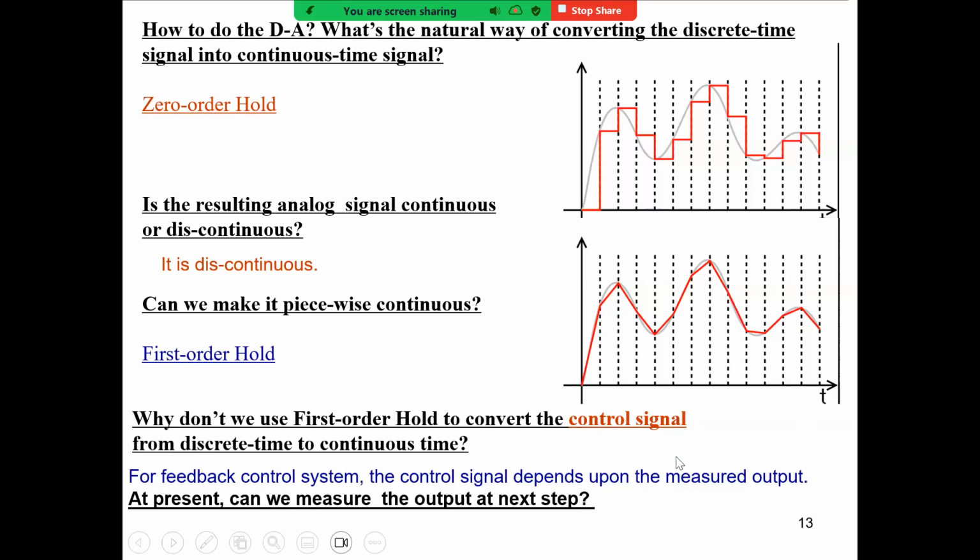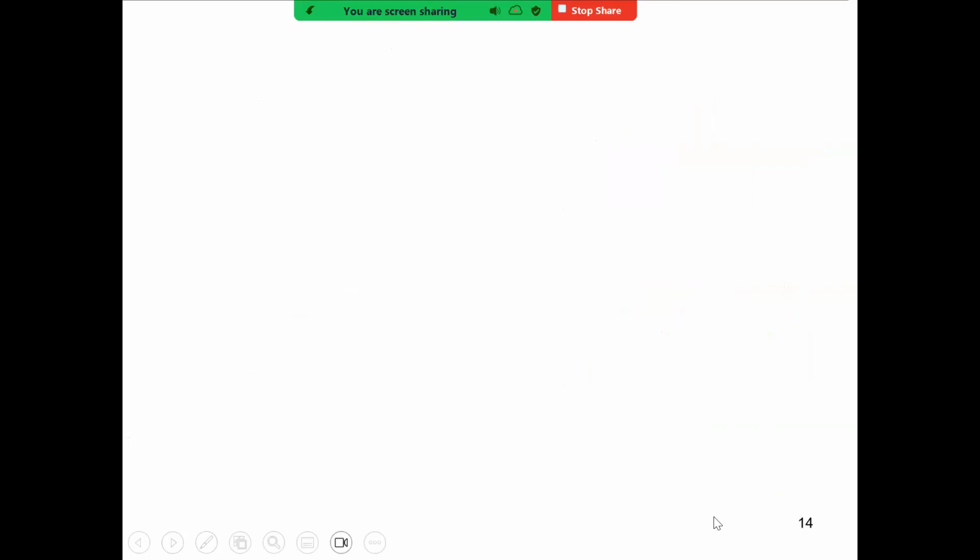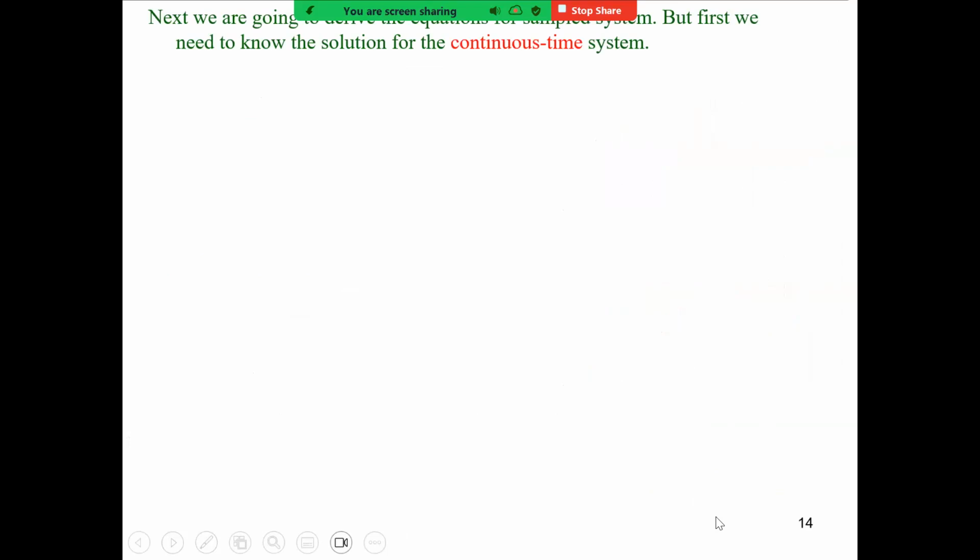So therefore, okay, now I come to this one. We use the first order hold because we don't know the output the next day. All right. So now let's try to derive the equations, derive the state space representation for the discrete time for the computer control. Now we are going to do it using the solution from the continuous time system, and we discussed the solutions last time. Okay, let's just revisit that. We can derive the equation again.